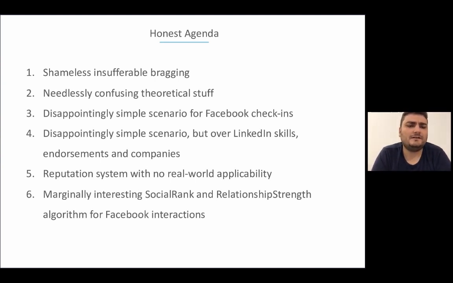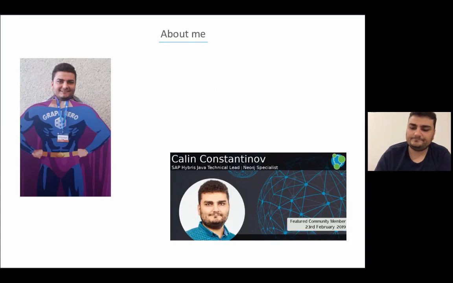And then I'm going to go over the 4 scenarios that were advertised. So basically, the first one relates to check-ins that have been posted on Facebook. Then we'll move over to LinkedIn data, data relating to companies, to skills, to endorsements. I'll then move over to a social reputation system that I've built using Neo4j. And finally, we'll go over the way in which I represented social ranking and relationship strengths over Facebook interactions.